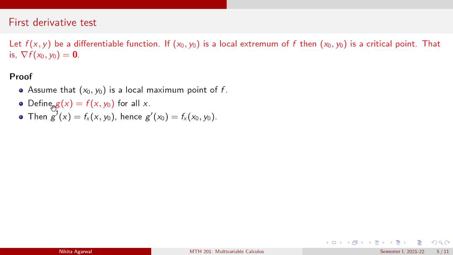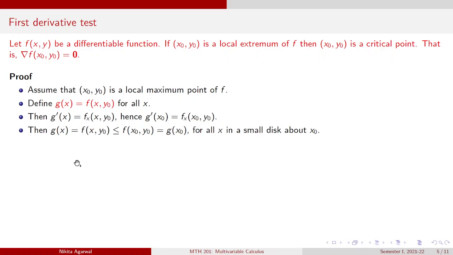Now what is the derivative of g with respect to x? It's nothing but the partial of f with respect to x at the point (x, y0), because the second coordinate is independent of x. Therefore, if you evaluate it at x equal to x0, then g'(x0) is f_x(x0, y0). So the derivative of g at x0 is nothing but the partial derivative of f with respect to x at the point (x0, y0).